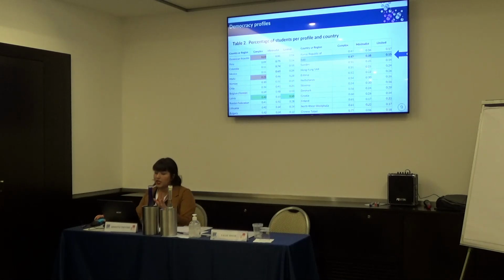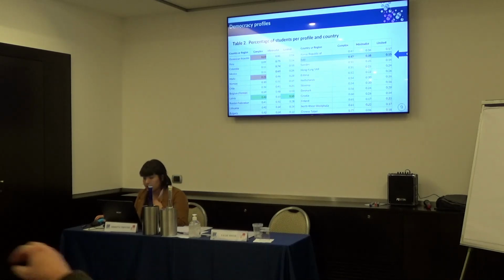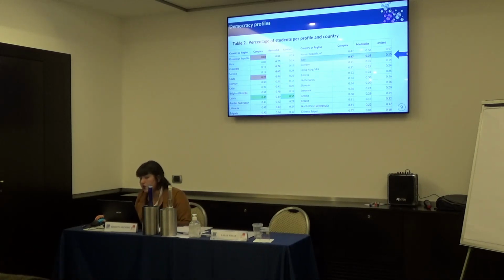And Italy is located between the Republic of Korea and Sweden, the blue line. It should be noted that the percentage of limit students is low, around 50%, and this is also observed when comparing between countries. For example, in Belgium the limit percentage is lower than Sweden, but the difference is marginal, 2%. In addition, the percentage of complex students is close to 50% in Italy. And finally, Finland, North Rhine-Westphalia, and Chinese Taipei are the countries with the highest percentage of students in the complex profile.